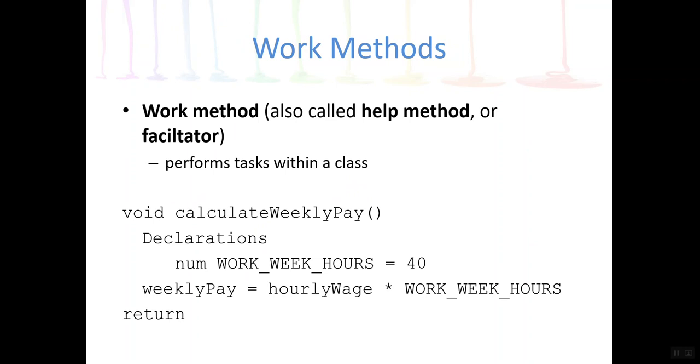And work methods, also called help methods, they basically perform tasks within a class. We needed to update weekly pay every time hourly wage was updated, just so that it was correct, basically. So this was neither a get nor a set, but just something that we needed so that we could update data when hourly wage was updated to a different value.